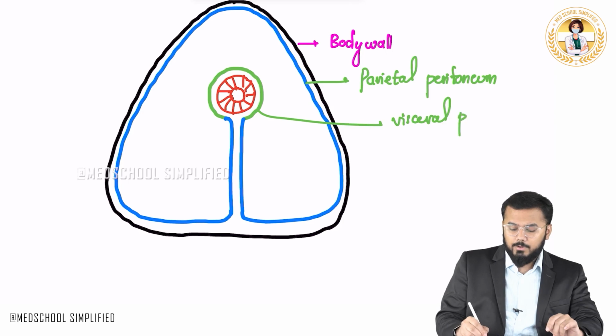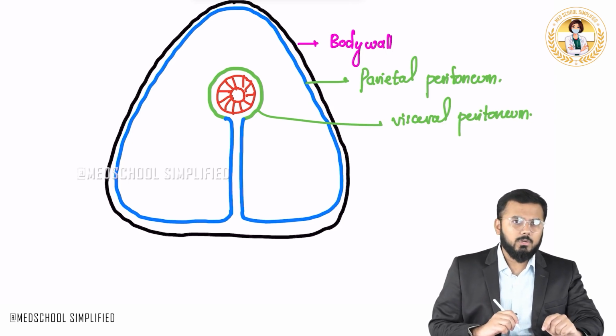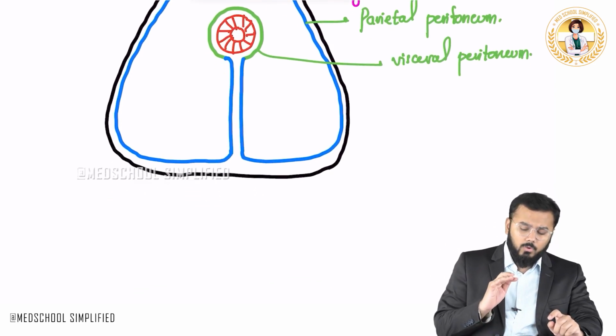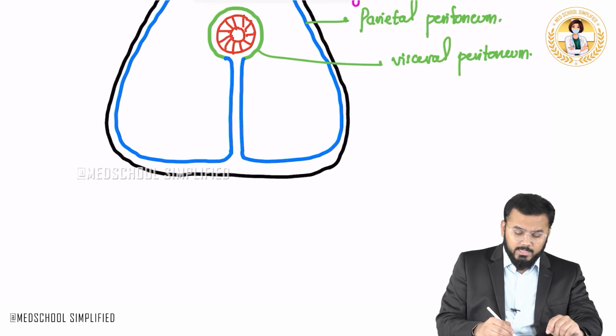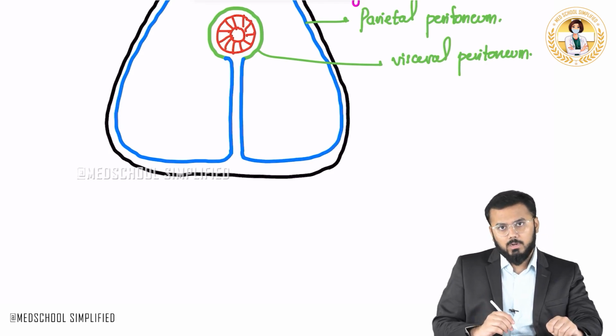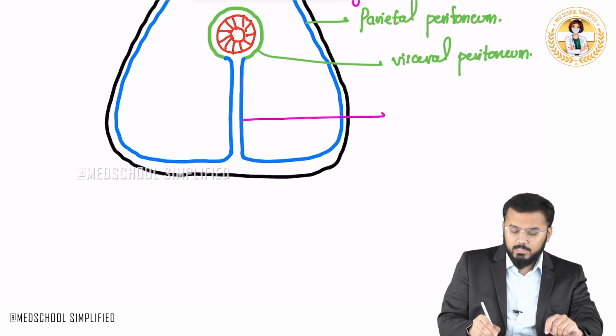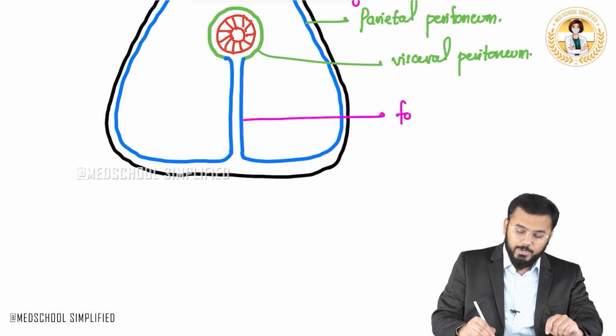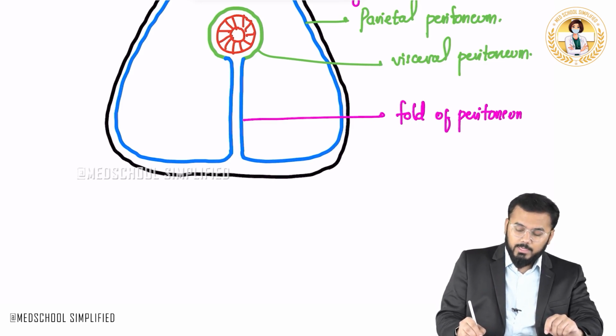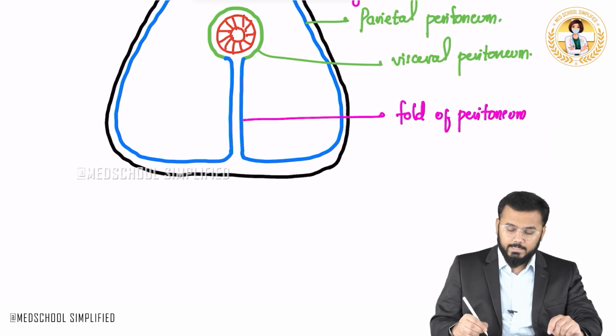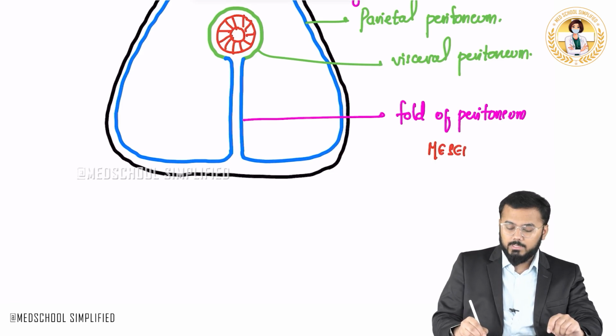So how many layers of peritoneum do we have? We have two layers of peritoneum. One is the parietal peritoneum, another one is the visceral peritoneum. Now all of you look here. There is a fold all the way that is attaching the organ down to the body wall. What is this fold which is attached all the way from the organ to the body wall? This fold is called a fold of peritoneum. This fold of peritoneum is what is called your mesentery.